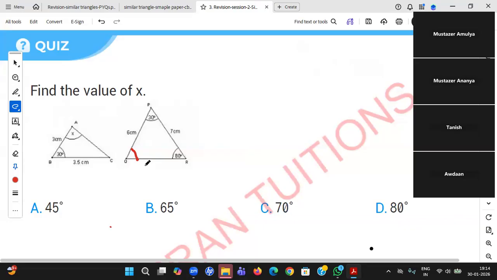Ankita, right answer. Tanish, wrong answer. Rujita, right answer. Very good. Tanushri, very good student. Absolutely right.